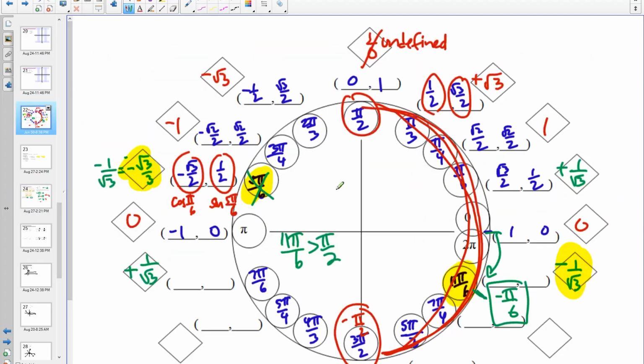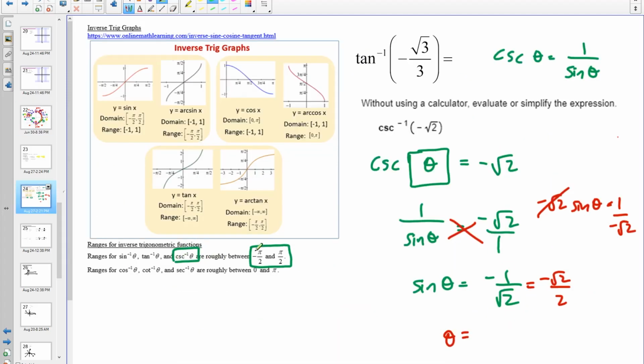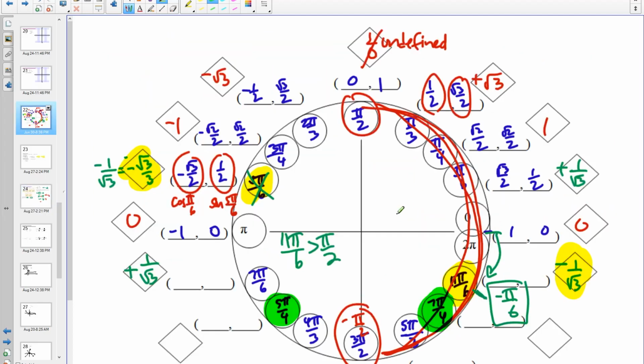So if I go back to my unit circle, I know that the sine value is negative square root of 2 over 2 at two places. Let's see, at this right here, 7 pi over 4, and also right here at 5 pi over 4. Okay, now let me look at my boundaries for the inverse cosecant function. That must be between negative pi over 2 and pi over 2. So again, I'm looking at this semicircle right here, from negative pi over 2 to pi over 2, and so this 5 pi over 4 is not something I'm going to consider.